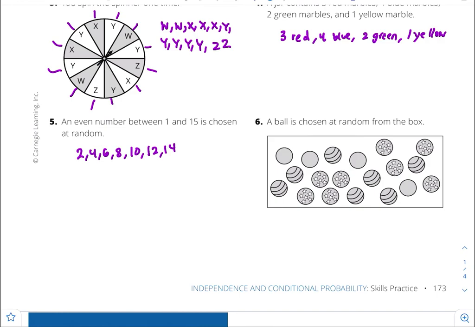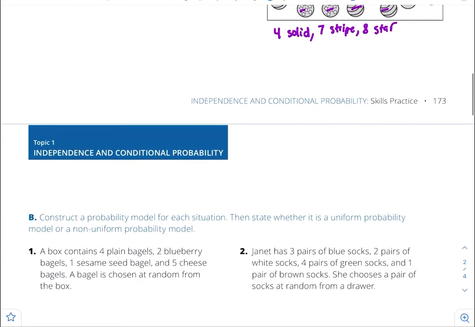Number 6, a ball is chosen at random from the box. So what I see here is 1, 2, 3, 4 solid. 1, 2, 3, 4, 5, 6, 7 stripes. And 1, 2, 3, 4, 5, 6, 7, 8 stars. And that is going to be your sample space, all the possible outcomes.